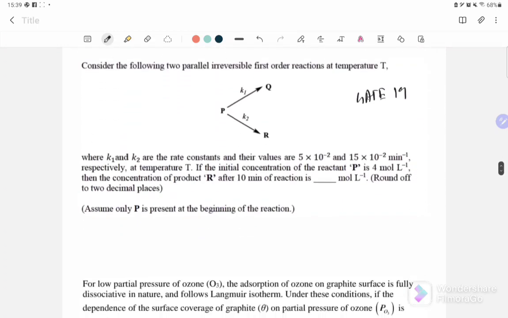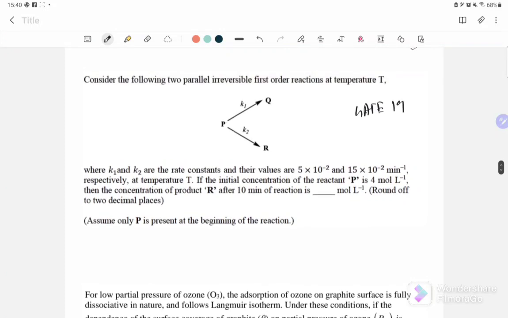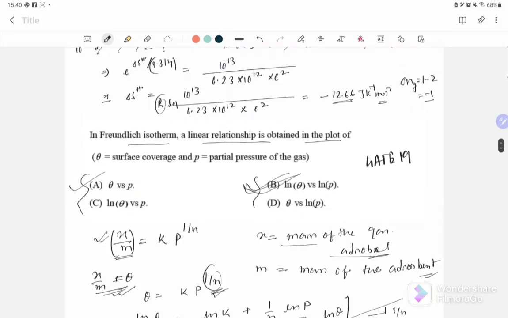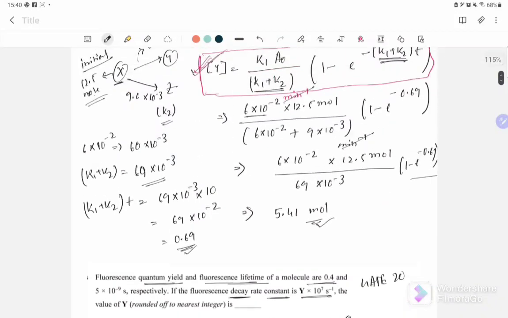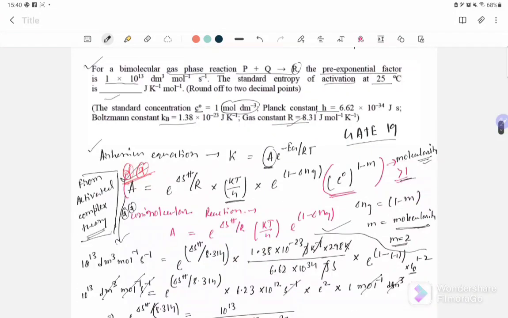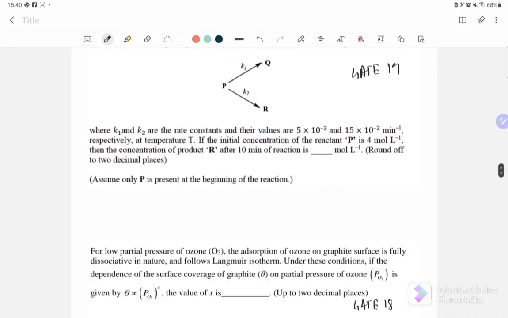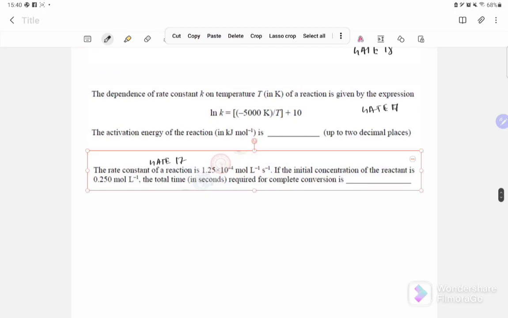So our next question from 2019. This question is also of this type, the same parallel legs. This is also a question of parallel legs.